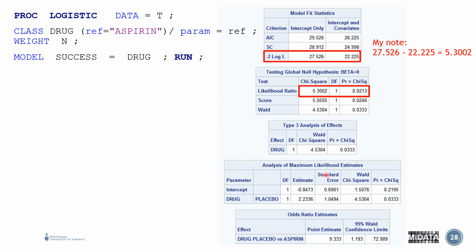Your analysis of maximum likelihoods, this is where it provides you with the estimate of your parameter. And as we just talked about in the previous slide, this is where you would be able to, by taking the exponent of, if you exponentiate your estimate, you will get your odds ratio, which is down here.